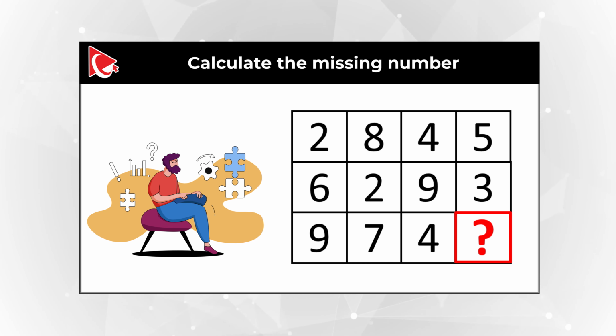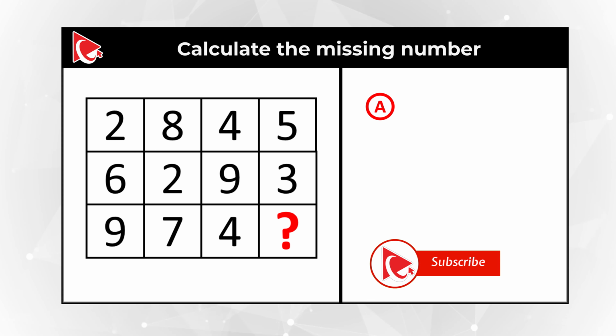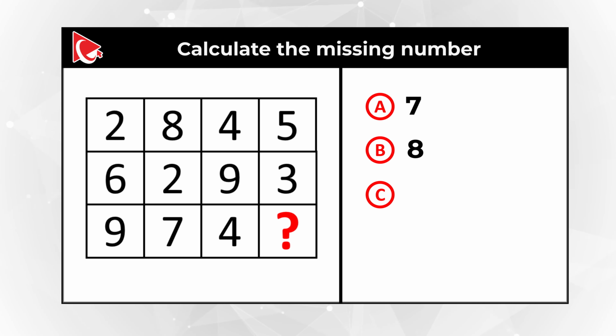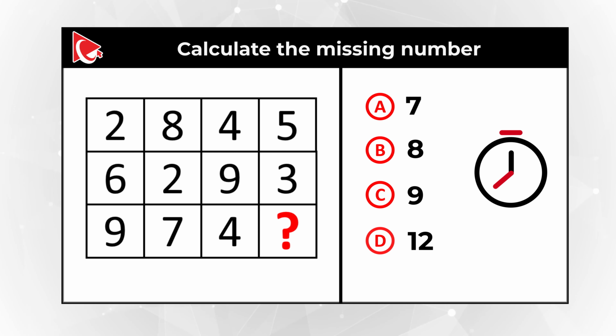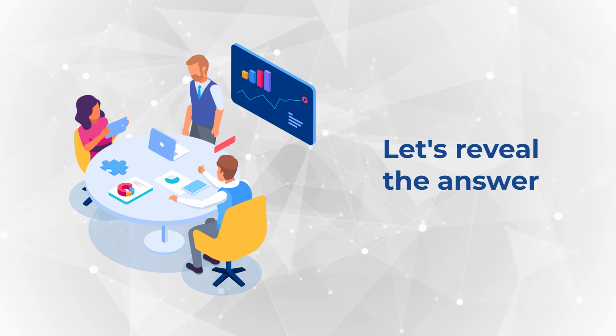Can you calculate it? You're presented with 4 different choices. Choice A, 7. Choice B, 8. Choice C, 9. And then choice D, 12. Give yourself a little bit of time to see if you can do the calculations. Maybe pause this video to see if you can come up with the solution. Are you ready? Let's move forward and get to the correct solution together.